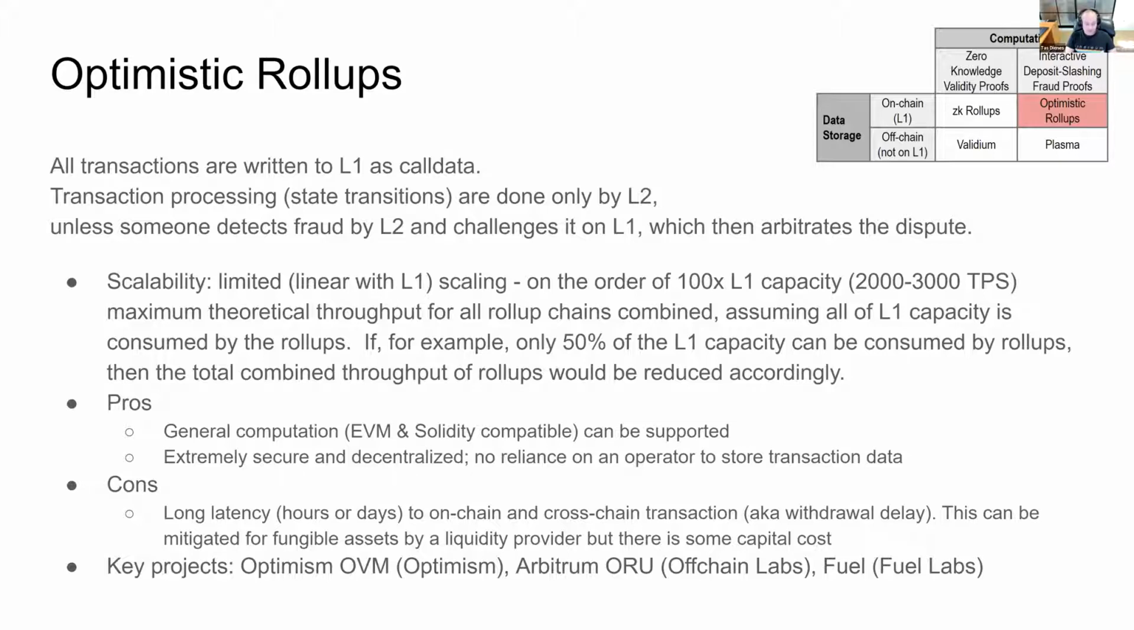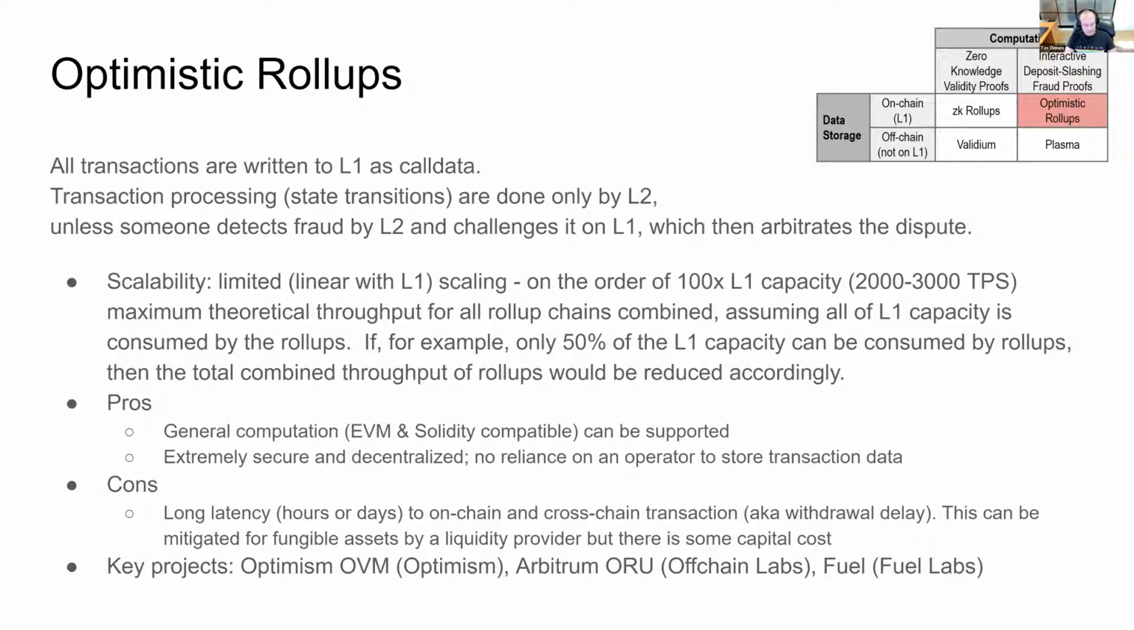The advantages of rollups, optimistic rollups in particular, support general computation. So you can have an EVM compatible optimistic rollup chain that runs your Solidity smart contracts without any or minimal modification. And it's extremely secure and decentralized because rollups don't rely on an operator to store transaction data. Since all the data is stored on layer 1, we rely on layer 1 to store the transaction data. We don't rely on an operator. So if the operators become malicious or disappear, you can still continue doing transactions on the rollup chain.